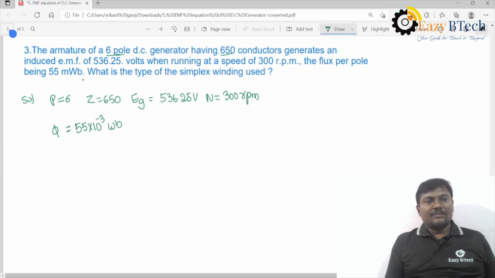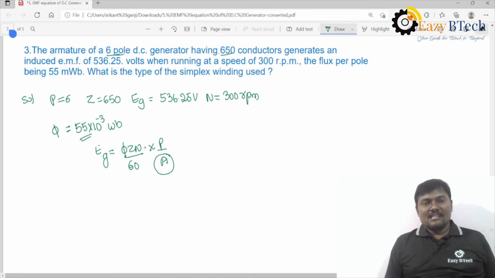Most of the students do not apply the formula exactly, and instead of writing 55 milliweber as 55 into 10 to the power of minus 3, they substitute only the value 55, and then you will get the wrong answer. Listen, students: phi is equal to 55 into 10 to the power of minus 3 Weber, and Eg is equal to phi Zn by 60 into P by A.